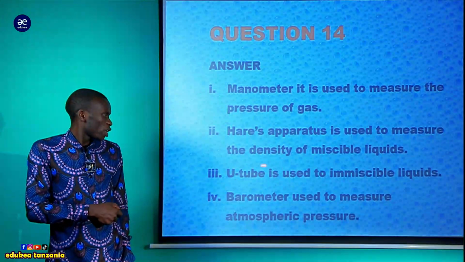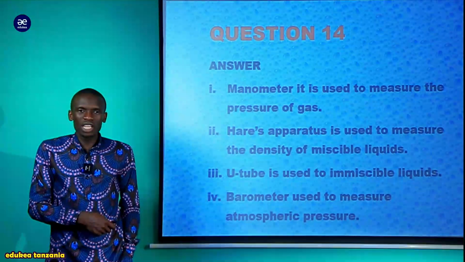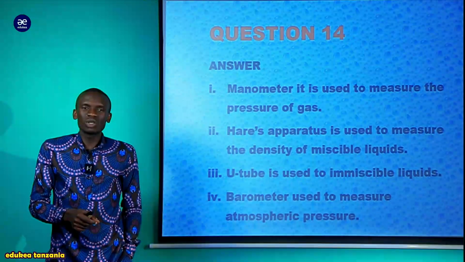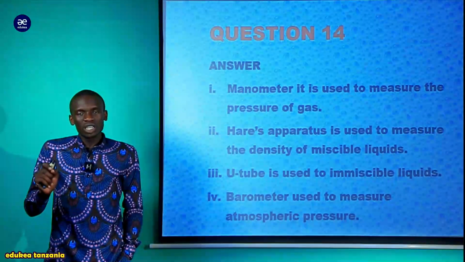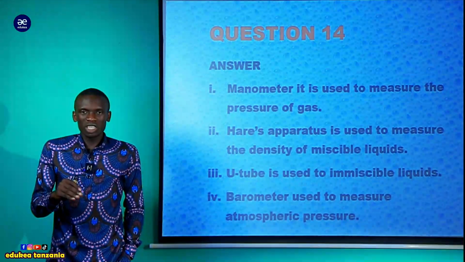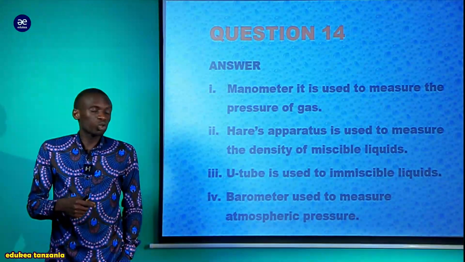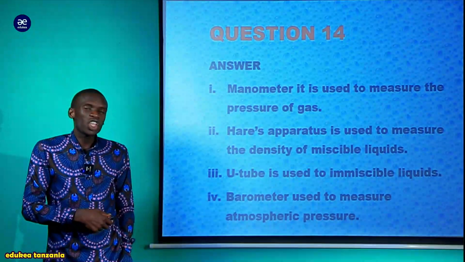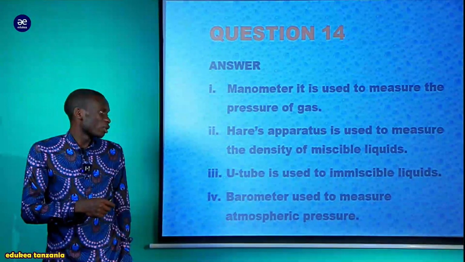But the U-tube is used to measure immiscible liquids. Hii hapa U-tube kama kawaida tumika kama U. Hii inatumika kupima density ya immiscible liquid. Zile liquid ambazo hazichanganyikani, zile zinapimwa density yake kwa kutumia hii inayoitwa U-tube. So that is about the U-tube. Here's the apparatus and the manometer.